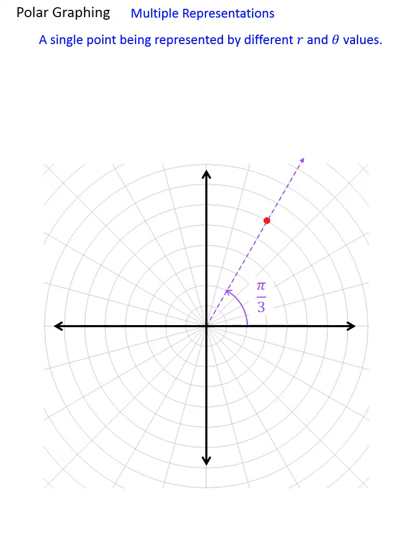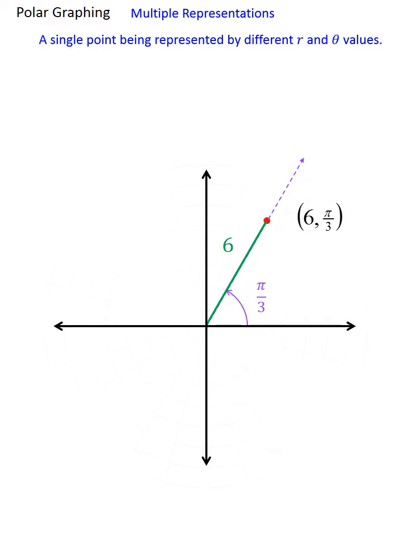I've also chosen a point, just as my example, that is 6 spaces away from the origin. If you count the concentric circles from the center out, you'll see that this red dot is 6 spaces away from the origin. In other words, this distance here is 6. And as such, in polar coordinates we call this (6, pi over 3), again referring to a distance and an angle. So this single point could be referred to as (6, pi over 3). Nothing too difficult about that, hopefully.